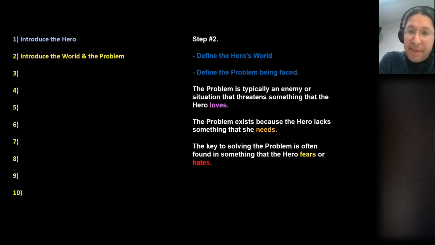The problem is typically an enemy or a situation that threatens something that the hero loves. The problem exists because the hero lacks something that she needs. The key to solving the problem is often found in something that the hero fears and hates. This is why you're answering these questions, so that you can write the solutions later in the story.